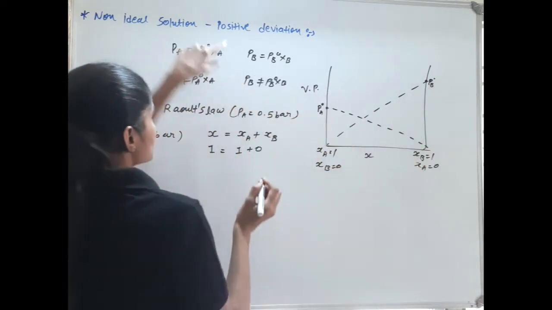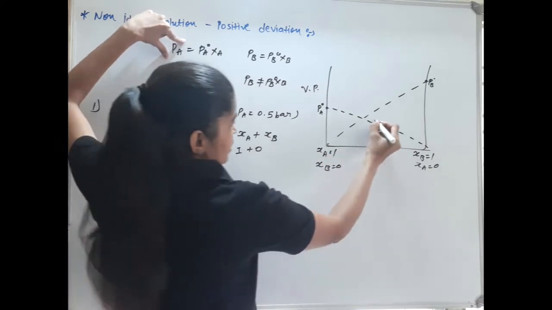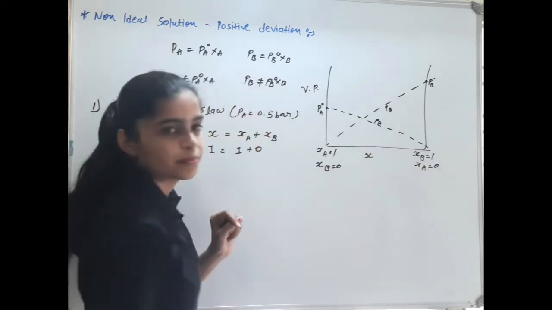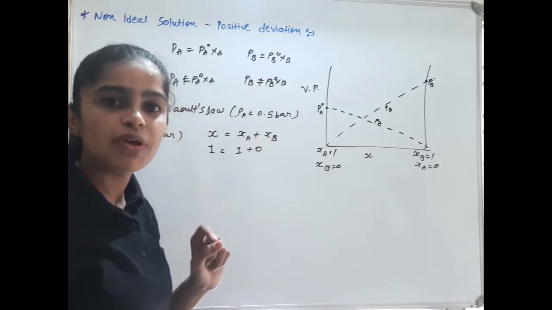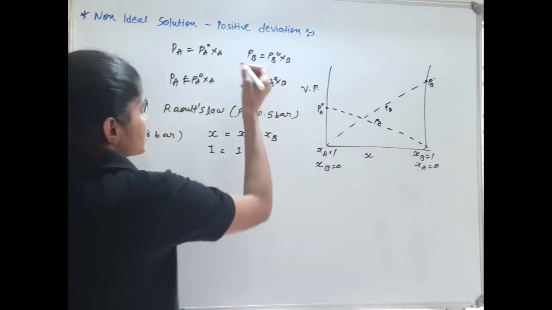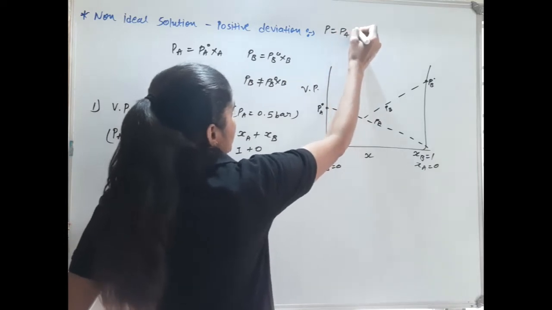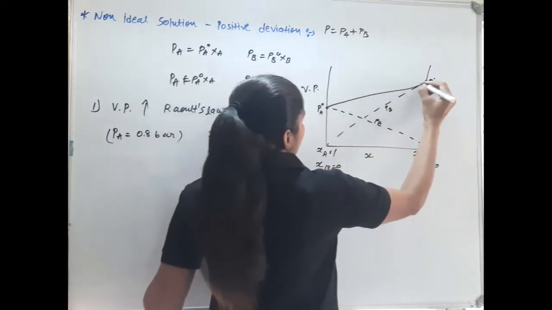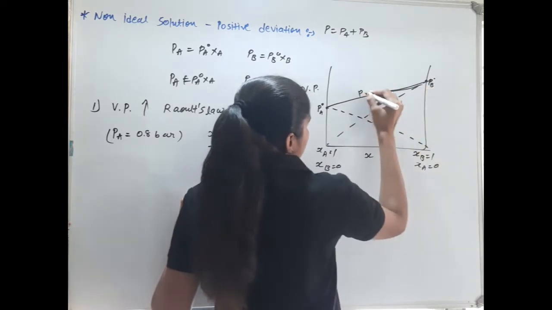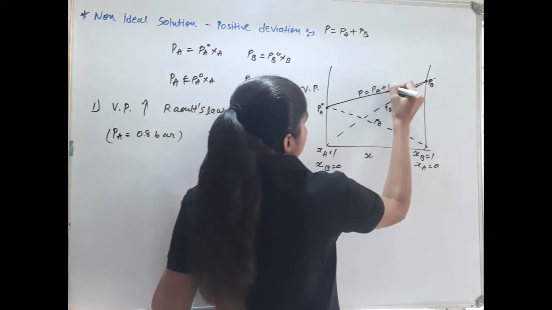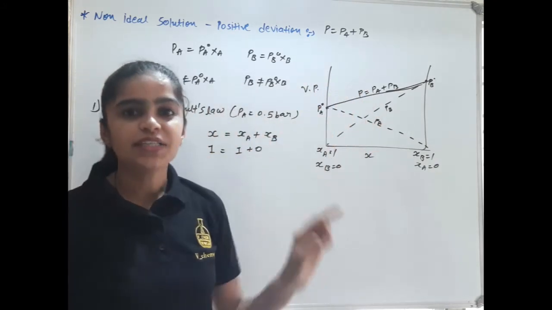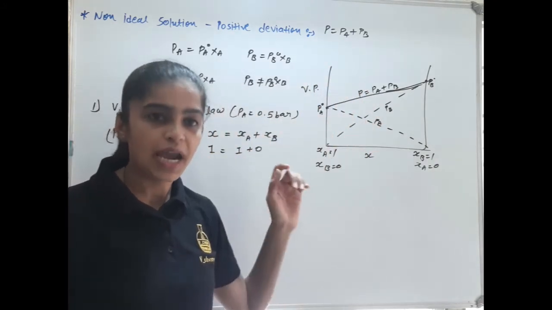This graph is the partial pressure of A, PA, and this graph is the partial pressure of PB. We find that the total vapor pressure P is equal to PA plus PB. So this is the graph of the total vapor pressure, P is equal to PA plus PB. All this graph describes the ideal law of Raoult's, the ideal case.